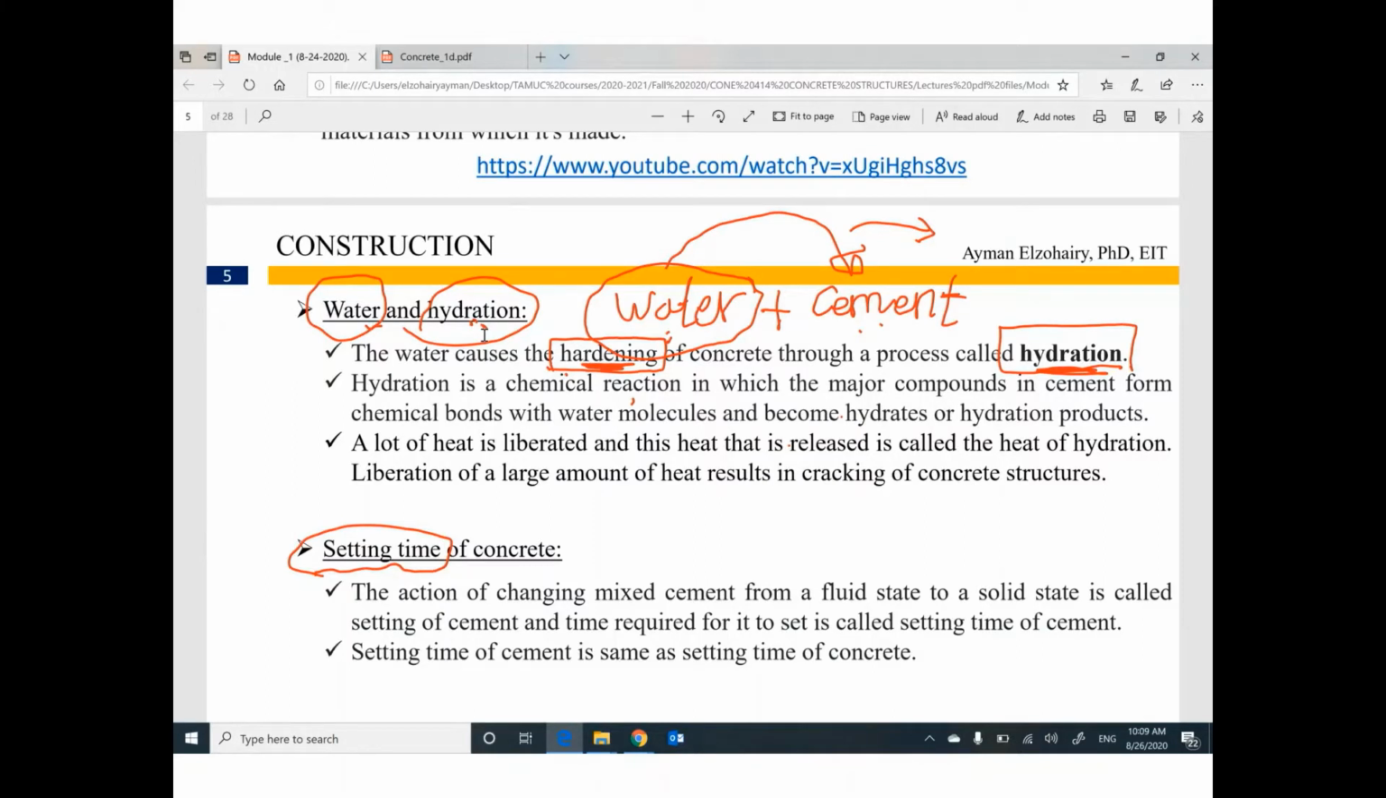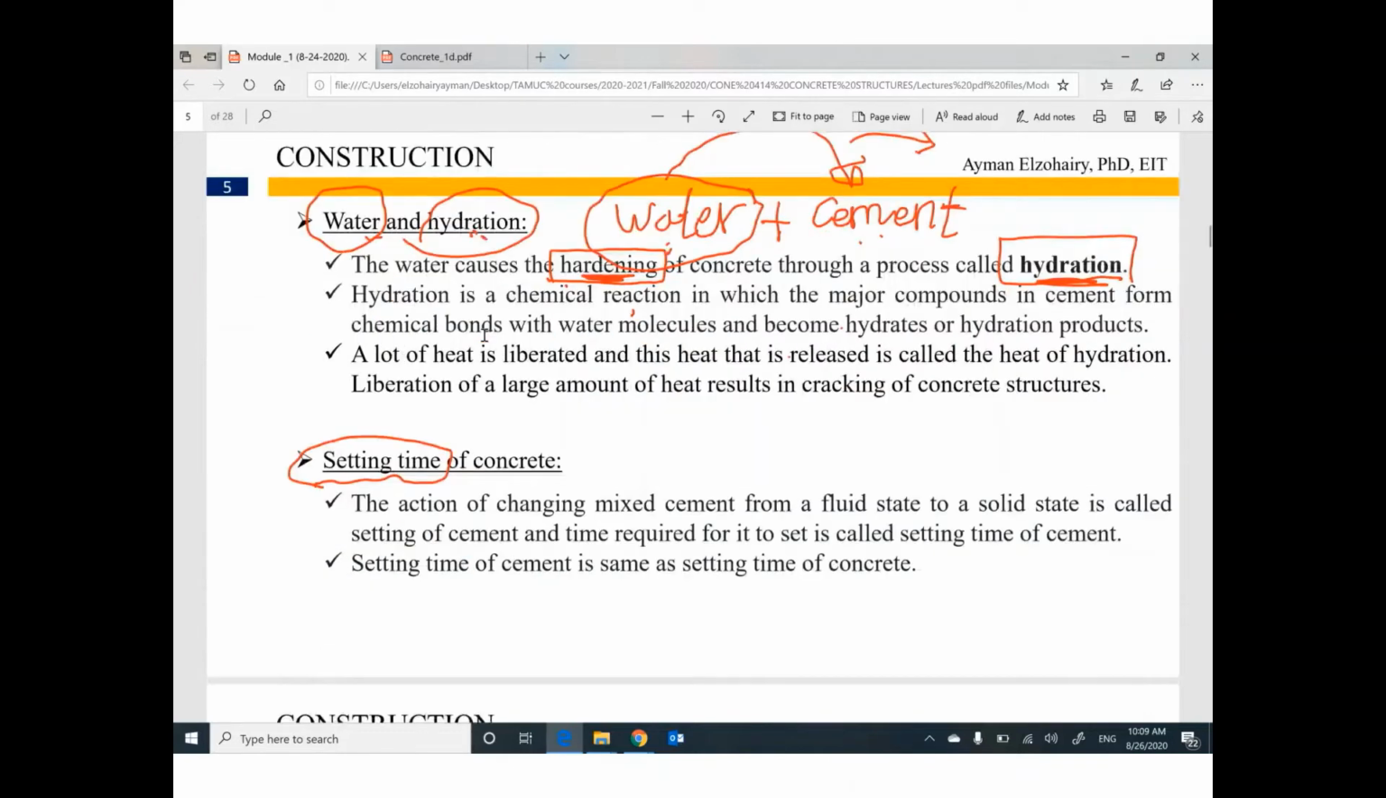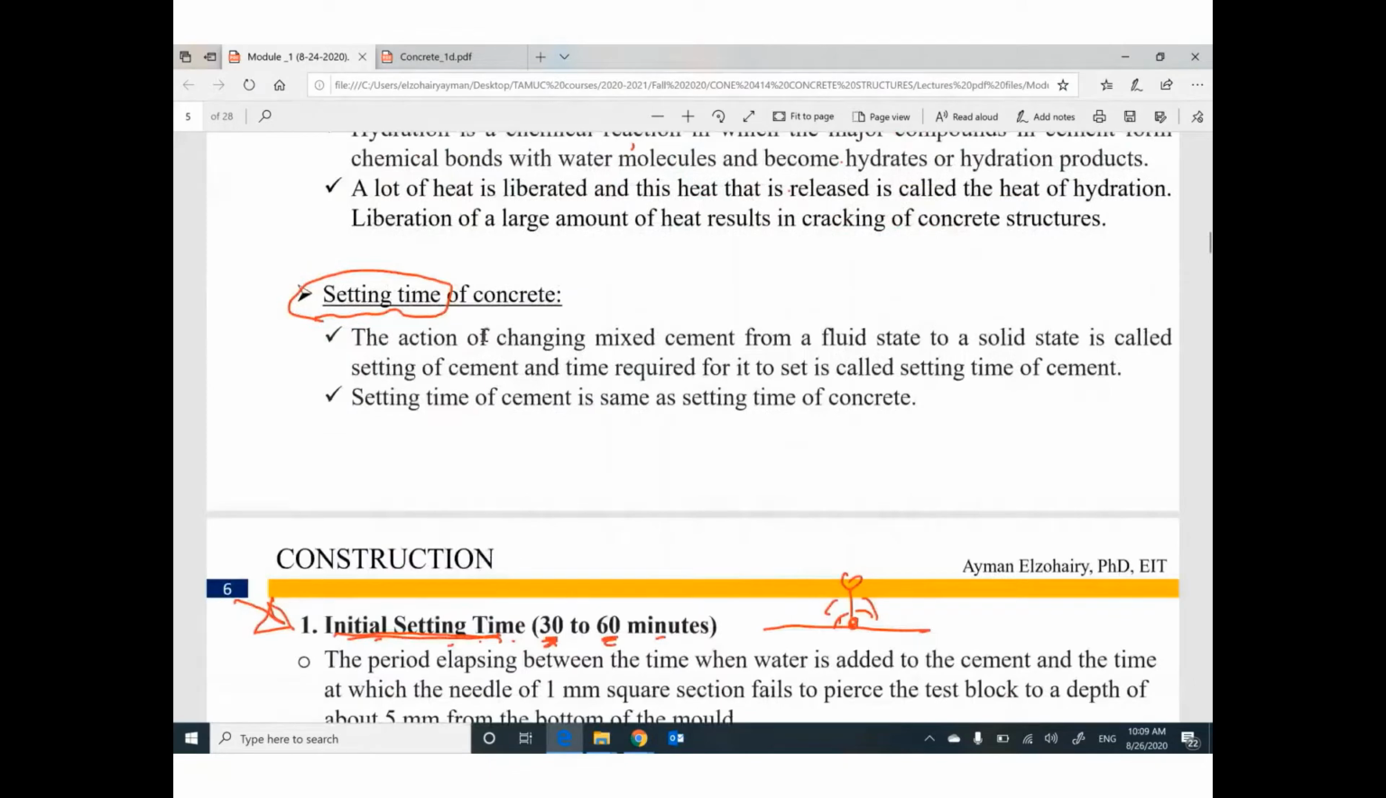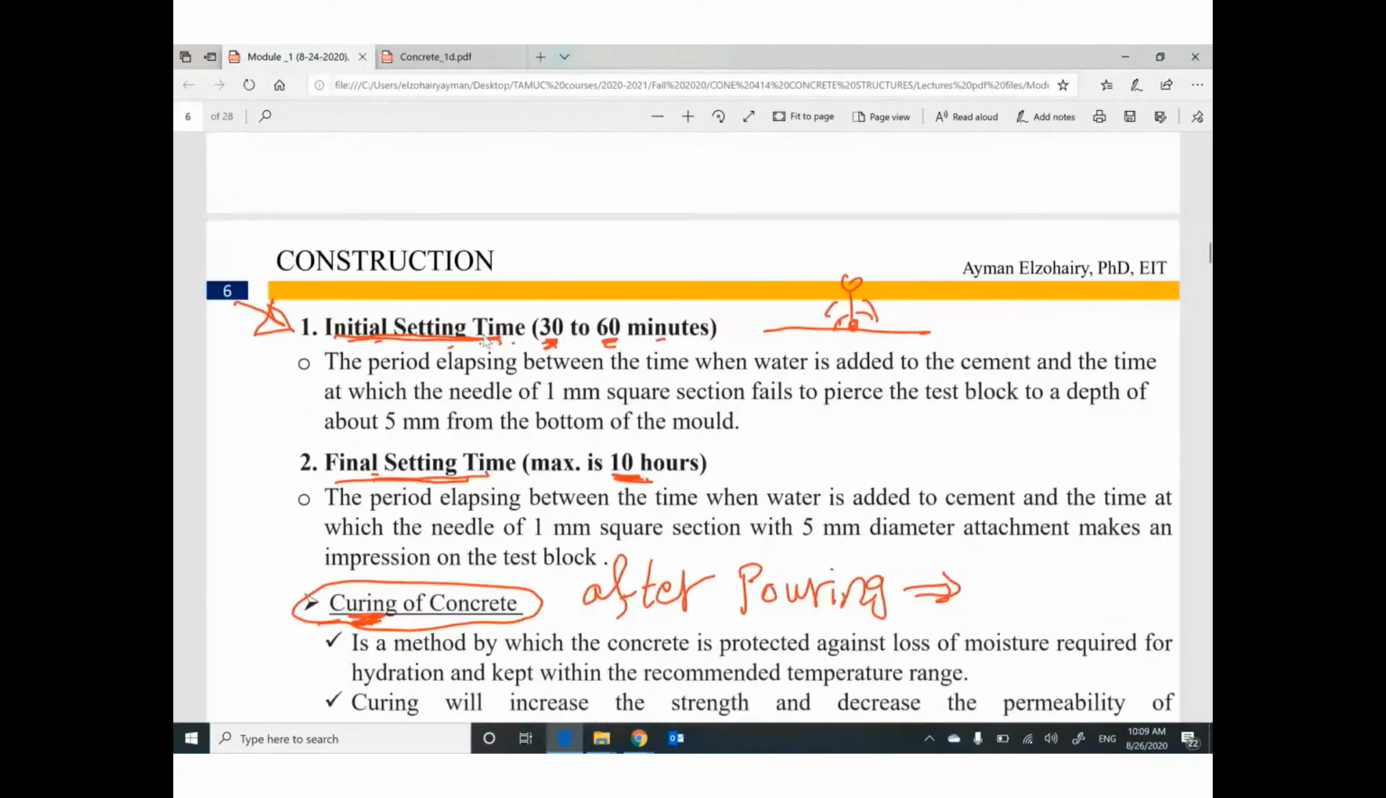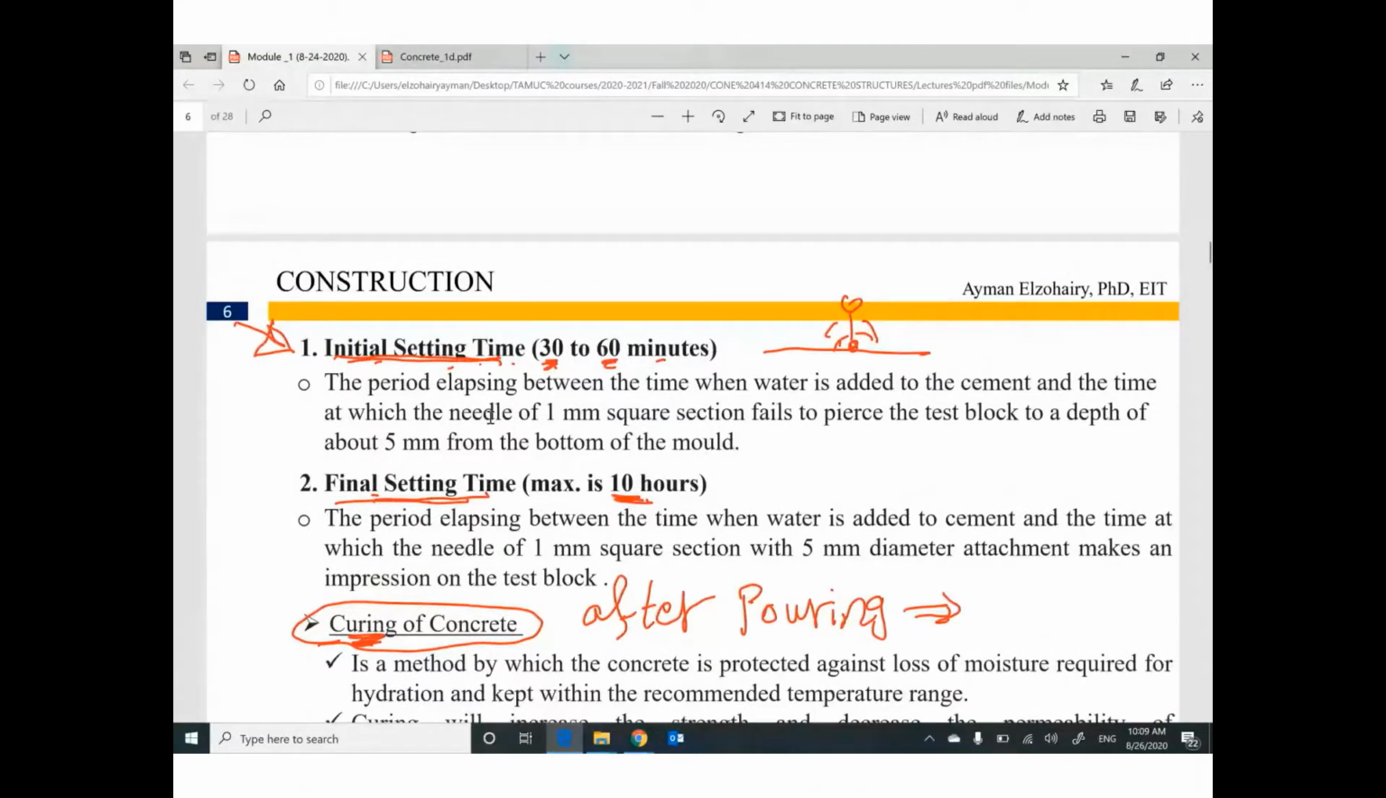And also after pouring concrete, we need to maintain water content probably for 7 days after pouring concrete to complete the hydration process. We have something called setting time. We have initial setting, we have final setting. Remember, initial time is very important.